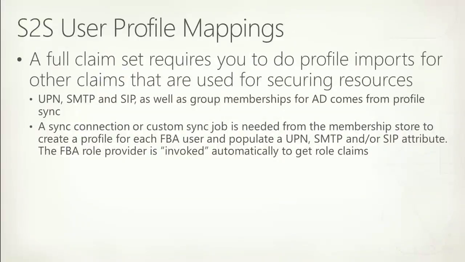So if I'm using Windows, this pretty much works out of box. You're not going to have any issues, but if you're using FBA or SAML, there's additional work here. So remember, if I'm required to have UPN, SMTP, and a SIP attribute, I'm going to have to either have a custom sync connection or a sync job or something on the back end that for each one of those FBA users, I'm populating the profile database with those attributes. In addition, also, any memberships those people might have with role claims.